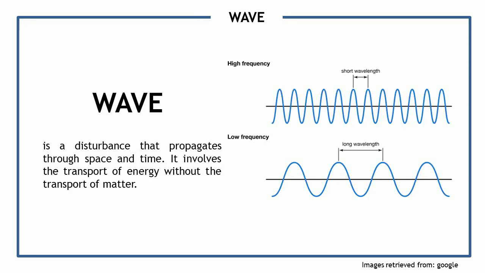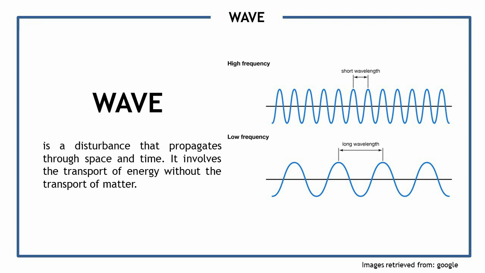Wave, by definition, is a disturbance that propagates through space and time. It involves the transport of energy without the transport of matter. Basically, ang wave is a series of movement of energy from one place to another. So, ganun yung isipin natin. So, wave, it is a movement of energy from one place to another.